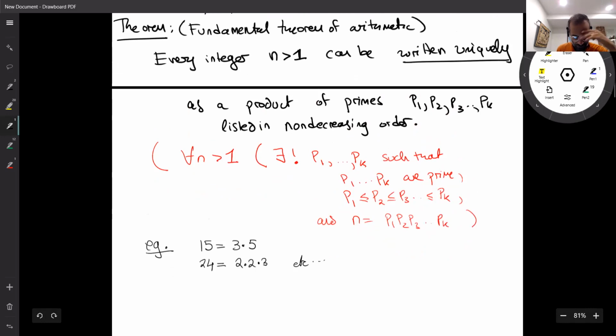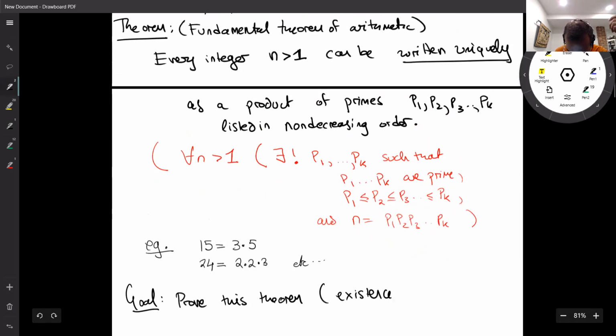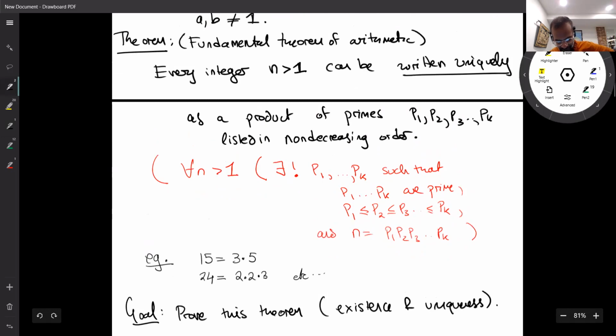So the goal of this lecture is going to be to prove this theorem. This theorem has two parts: existence of a prime factorization and uniqueness. We're going to do both of them. But before we do that, any question about the statement of the theorem?